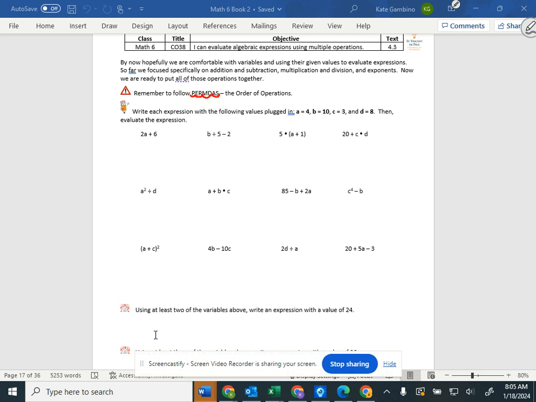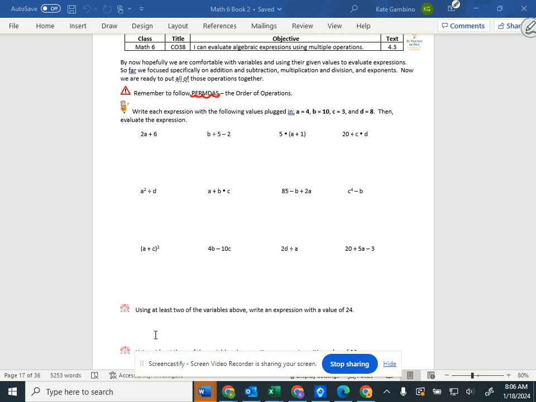So now it says write each expression with the following values plugged in. If you see an A, you're going to put a 4. If you see a B, you're going to put a 10. If you see a C, you're going to put a 3. And if you see a D, you're going to put an 8. So we're going to rewrite the expression with no letters, no variables, all numbers with the operations going the correct way. Then we're going to evaluate it. We're going to do the math. Okay. So when it says evaluate, you do the math.